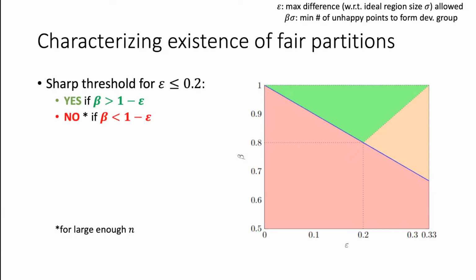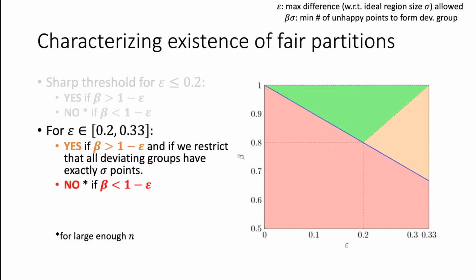So below epsilon equals 0.2, there's a sharp threshold. So if beta is bigger than 1 minus epsilon, then regardless of the problem instance, there will be a locally fair partitioning of that instance. And if beta is less than 1 minus epsilon, then there will be a problem instance for which there is no locally fair partitioning. Regardless of how you construct the partition, there will be some region that will deviate. So this threshold is sharp.